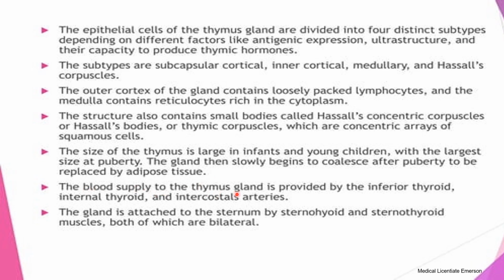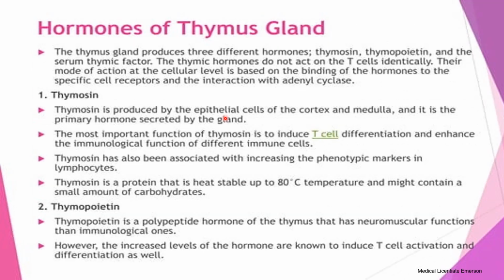The blood supply to the thymus gland is provided by the inferior thyroid, internal thoracic, and the intercostal arteries. The gland is attached to the sternum by the sternohyoid and the sternothyroid muscles, both of which are bilateral. So what are the hormones of the thymus gland? The thymus gland produces three distinct hormones: thymosin, thymopoietin, and the serum thymic factor.